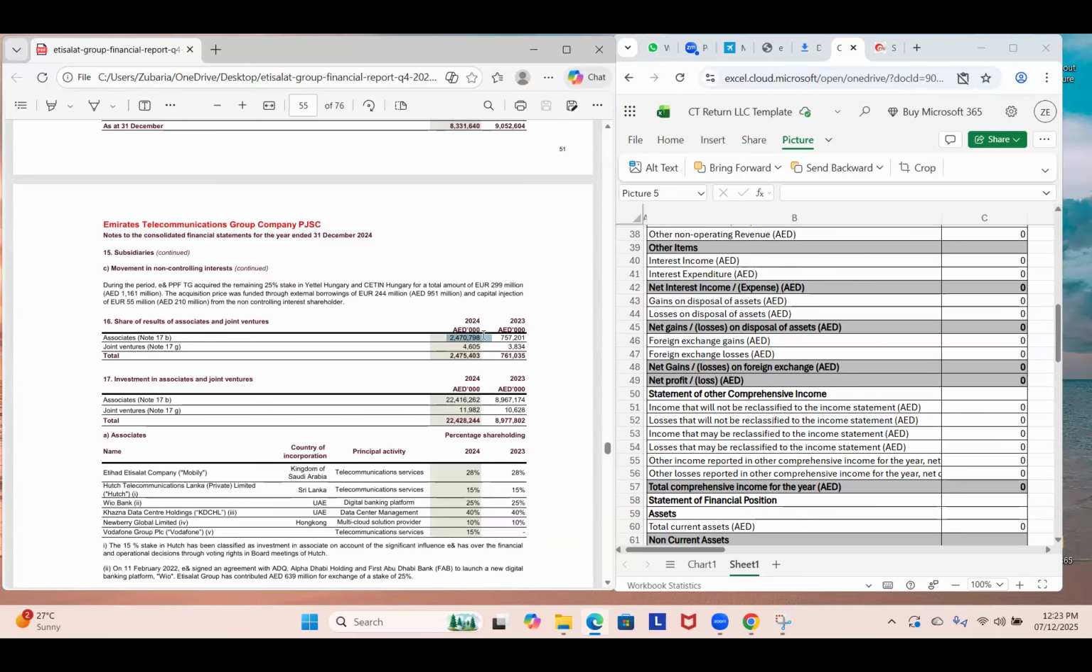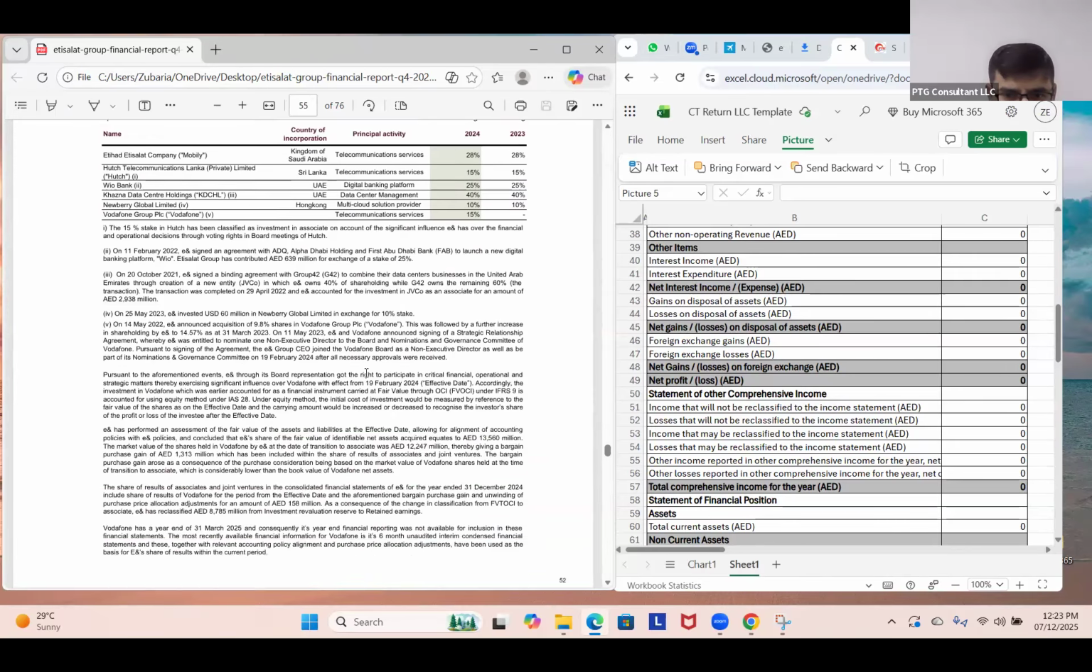Associates, note number 17B. This is the one. Share of result of associate and joint venture. Yeah, we have to understand now whether the result means this is the income they got from there. That is exactly what we are trying to understand. Investment in association.